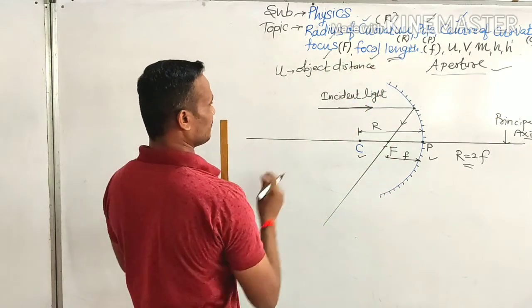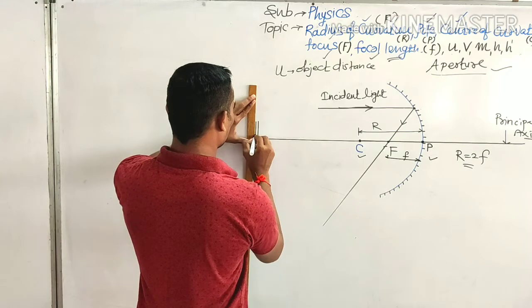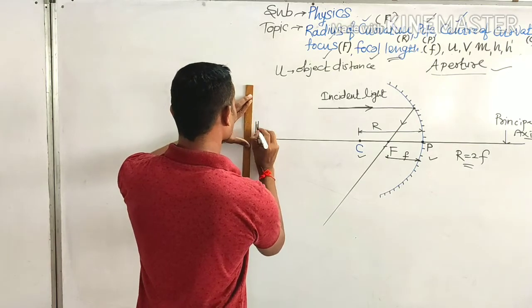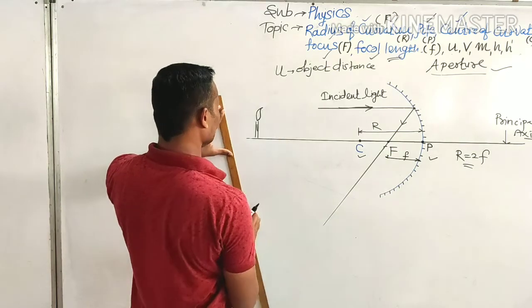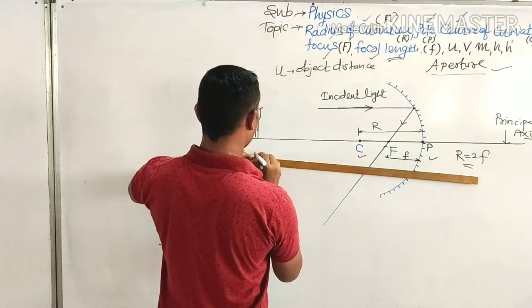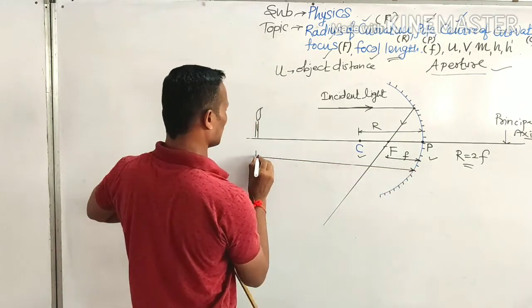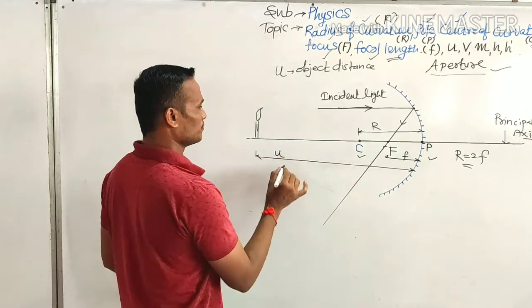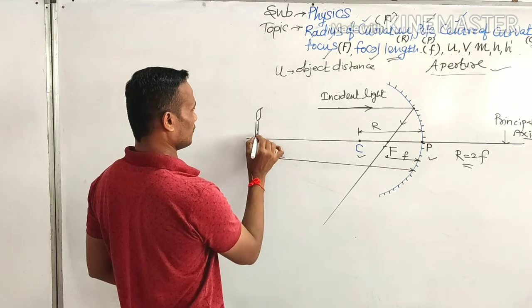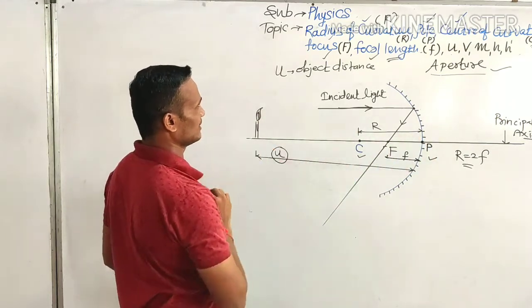Now in front of mirror, wherever you keep the object, supposing this is my object, I have kept here, okay? Right? This distance from the pole, all the distances we measure from the pole only. What do we call this distance? Object distance. Distance of the given object from the pole is called as object distance.